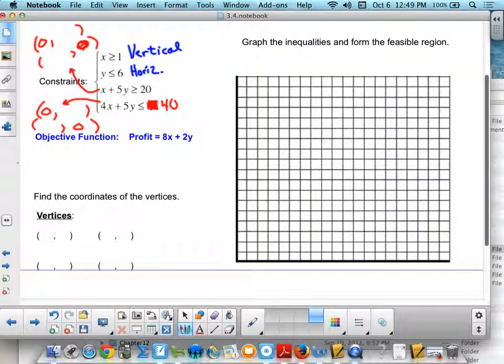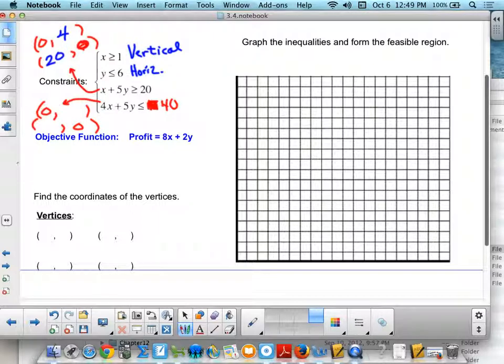Anybody have the XY intercepts for the top equation? 0, 4 and 20, 0. Yep, I agree. 20, 0 and 0, 4 are the XY intercepts. Okay, bottom equation, 4x plus 5y.